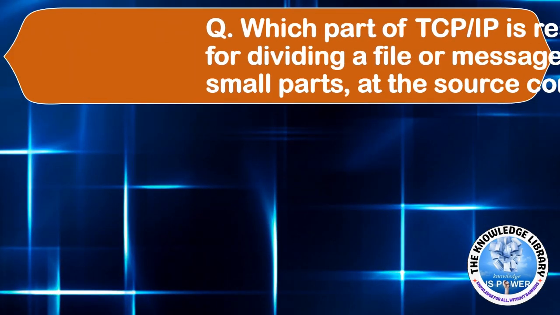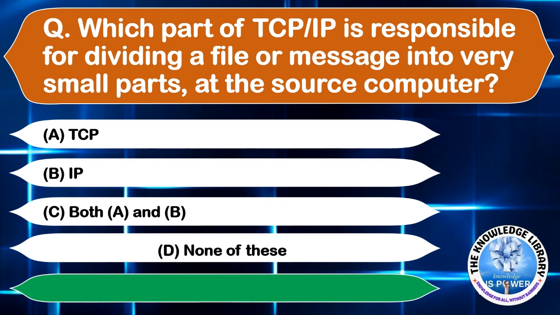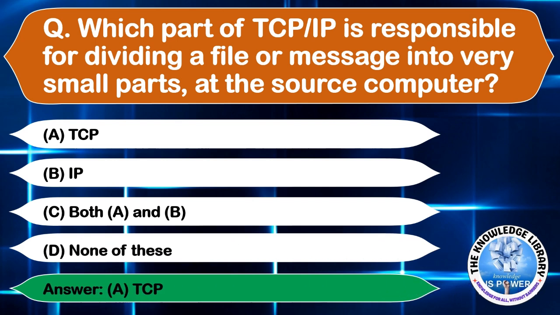The next question is: which part of TCP or IP is responsible for dividing a file or message into very small parts at the source computer? Option A, TCP; option B, IP; option C, both A and B; option D, none of these. The correct answer is option A, TCP.